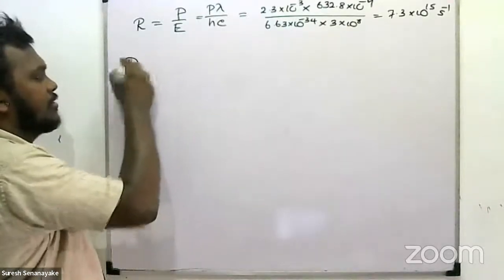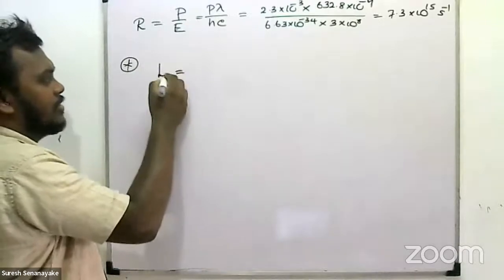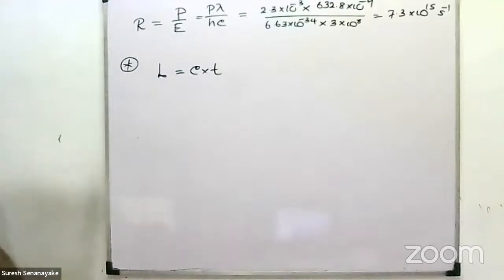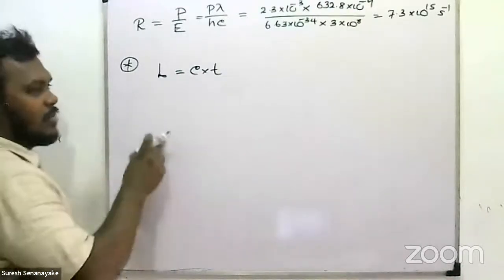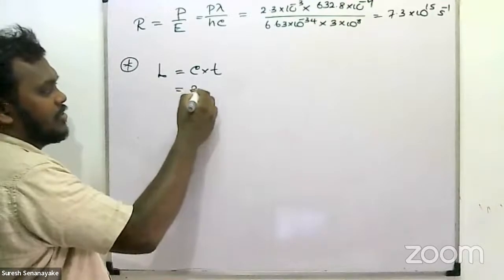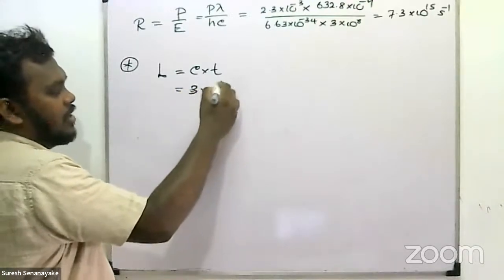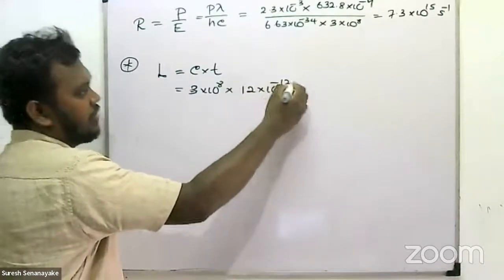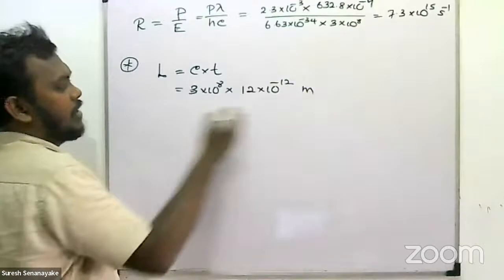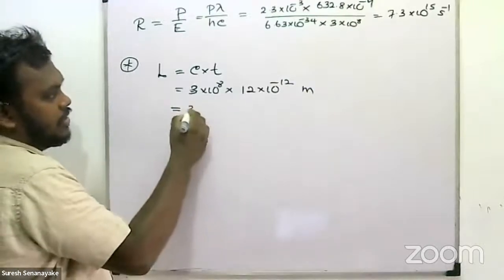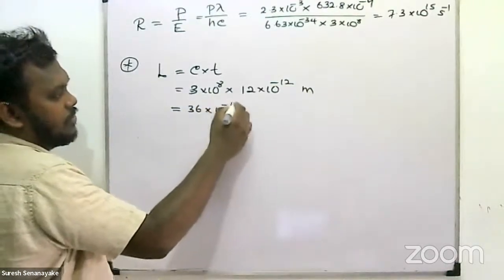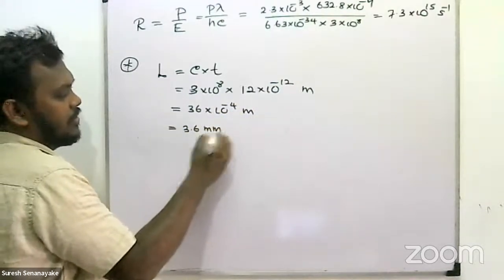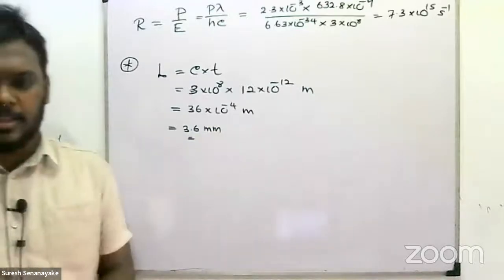Next one. The pulse length you can write as the velocity multiplied by the time given. What is the time of the pulse? That tells us how far the pulse travels. That is 3 × 10^8 multiplied by the picosecond value, 12 × 10^-12, since pico means 10^-12. Taking it in meters, we get 36 × 10^-4 meters. That means 3.6 millimeters. This is the pulse length.